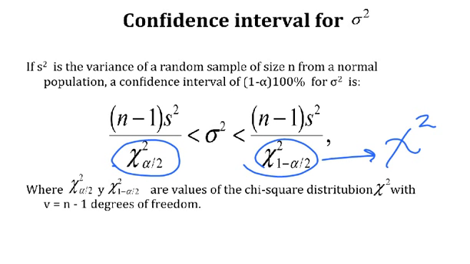The chi-square distribution has also degrees of freedom, as the t distribution, and the degrees of freedom are n-1 also. So we are going to take a look at the table right now.